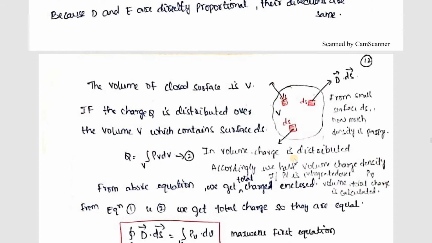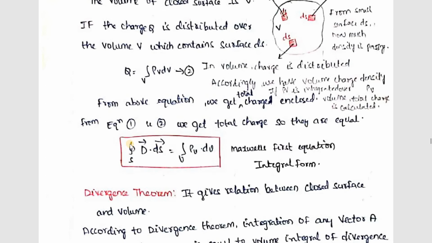Inside the volume, charge is distributed, so accordingly we get the volume charge density. This is equation 2. From equations 1 and 2 we get the total charge. So the integration over closed surface S of D dot ds is equal to the integration of rho V dV. This is Maxwell's first equation in integral form.